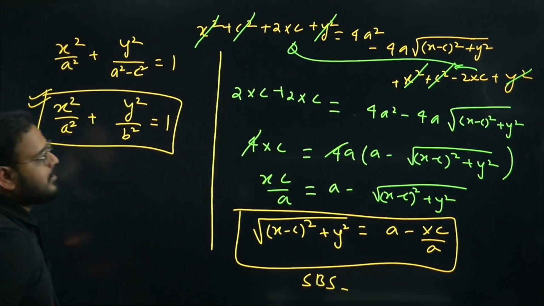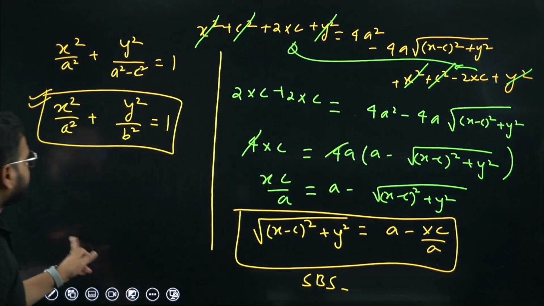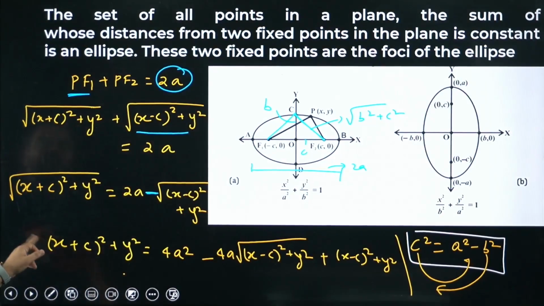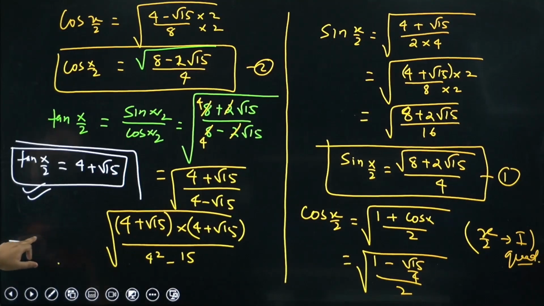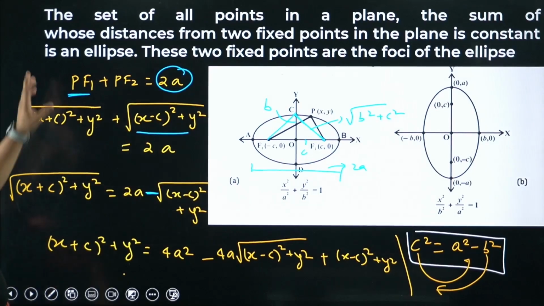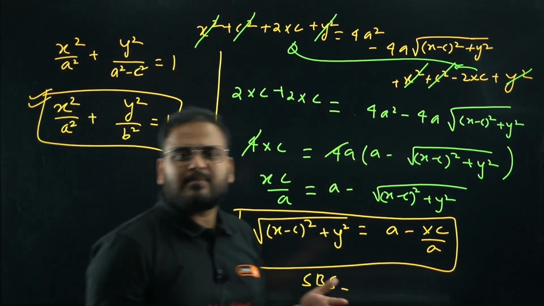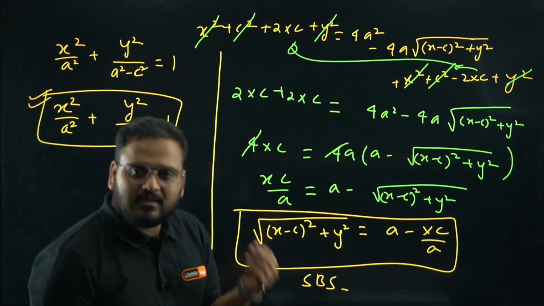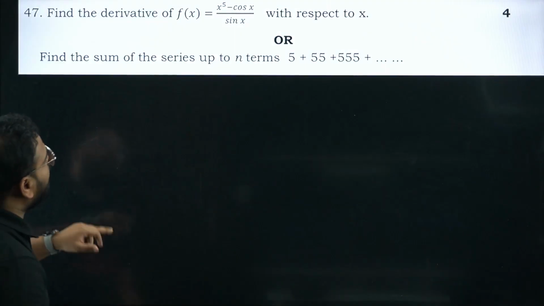Okay, let's move on now to the next question. I'll show you once again this OR part of 46th question. The statement is here. This is the proof. Please check. Very simple, right? We have done this so many times in your preparation. The first thing was learning how to find the equation of ellipse. Okay, so moving on to the last question now.